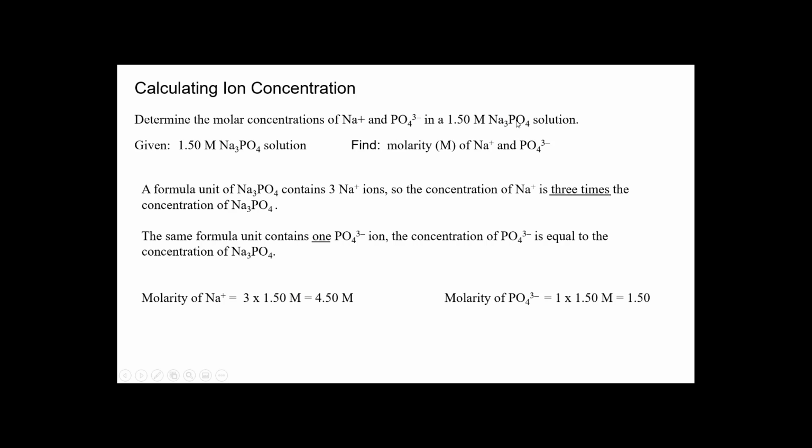Even though you have a 1.5 molar sodium phosphate solution, if you're looking specifically at ions, it's 4.5 molar for sodium. Now, if we look at the phosphate, we only have 1. So 1 times 1.50 is still 1.50. So the molarity for the phosphate ion is the same as the ionic compound molarity, which is 1.50. It may look difficult, but once you understand that you can multiply the molarity by whatever the subscript is for that ion, you have the molarity for the ion.